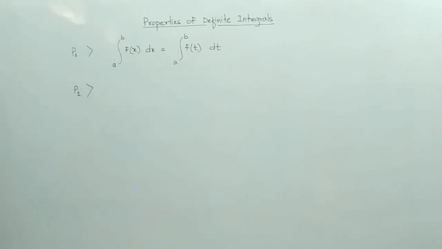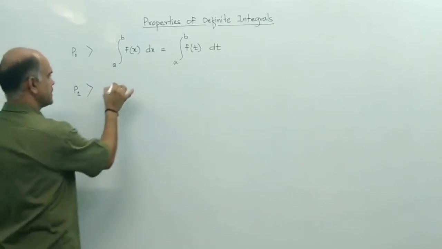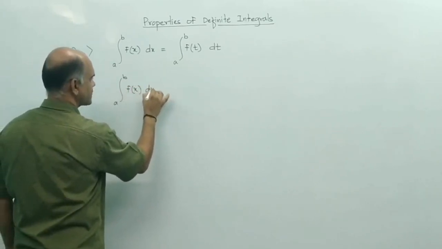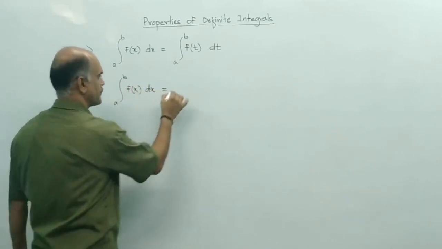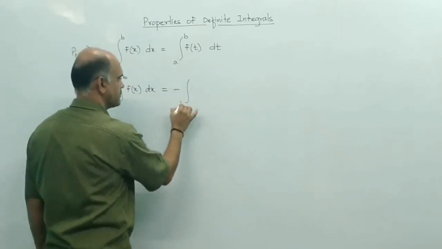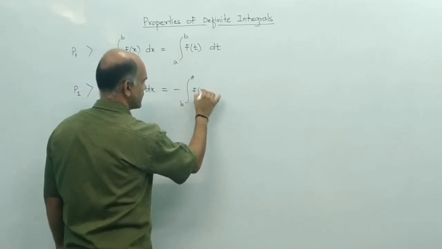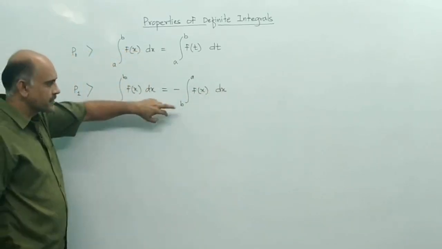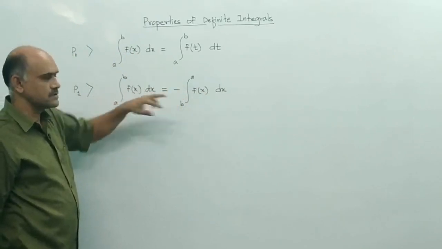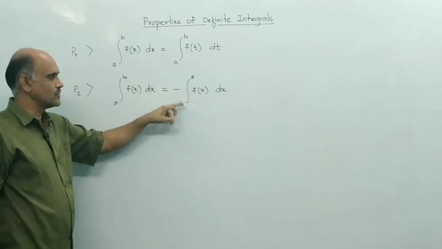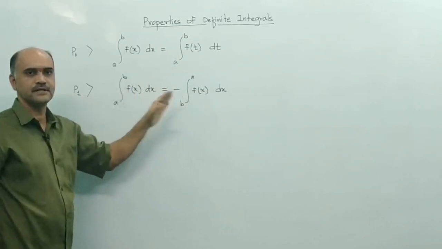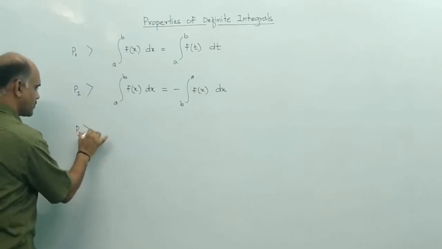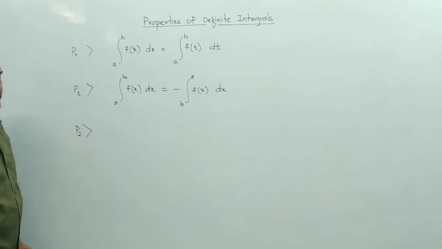So the second property: integration a to b f of x dx is equal to minus integration b to a f of x dx. What the second property, or P1, states is that if you change the limits, upper to lower and lower to upper, then the sign changes. Plus becomes minus, and minus becomes plus. This is the second one.